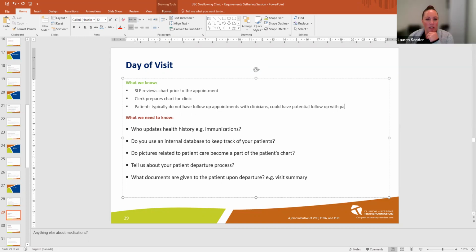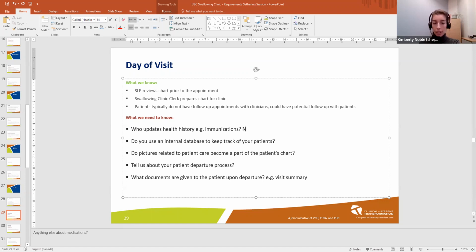I would also think it might be important just to note that it's the swallowing clinic clerk that prepares the chart, because of course we don't want to add extra things for medical imaging. We know they don't have time. Okay. Does the SLP do any health history updates in the chart typically? Not typically.